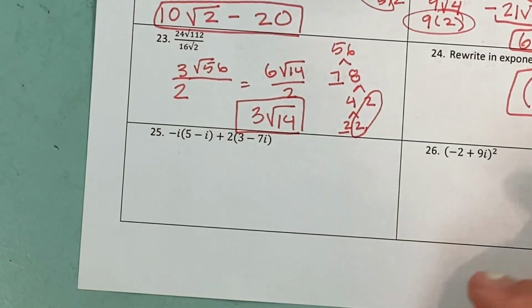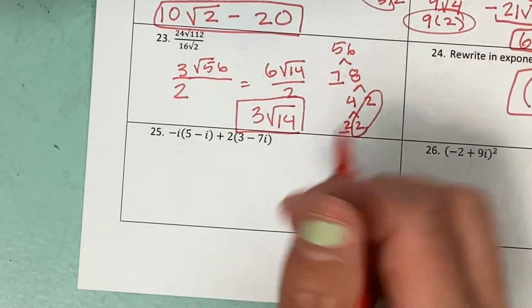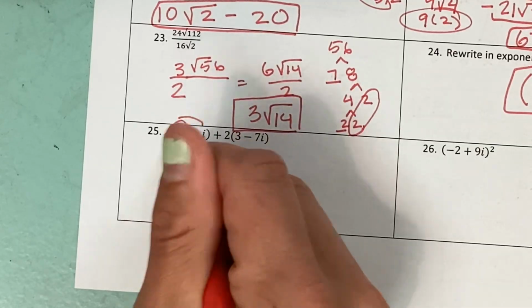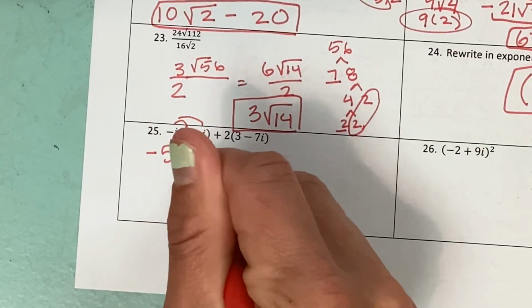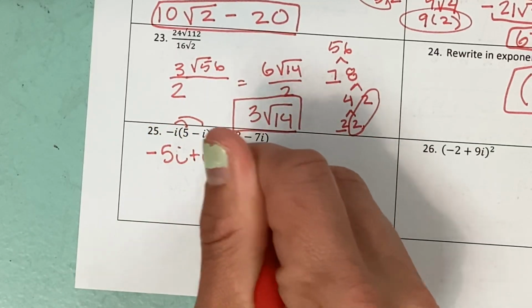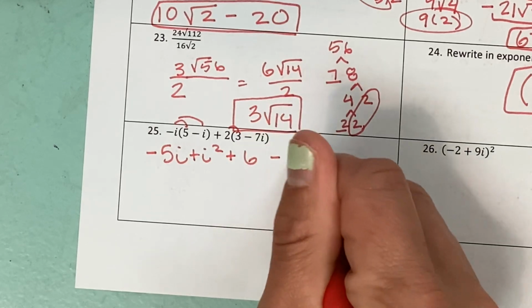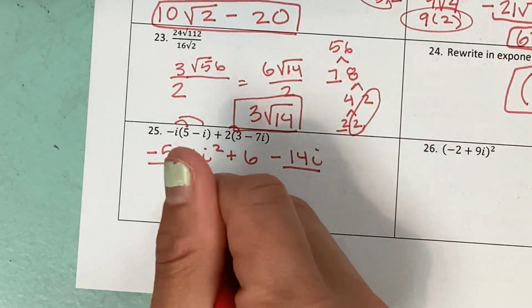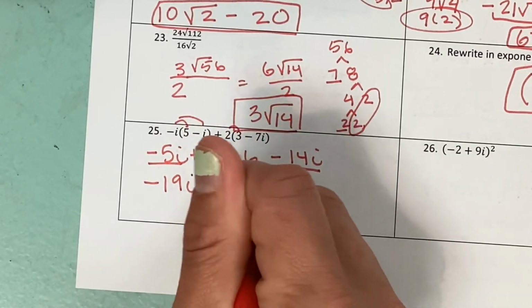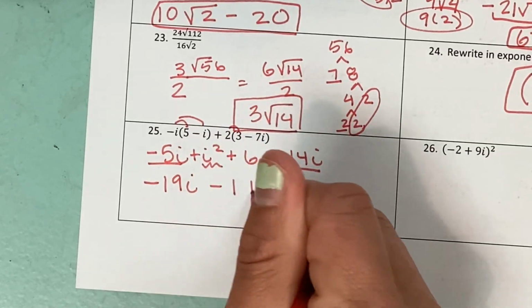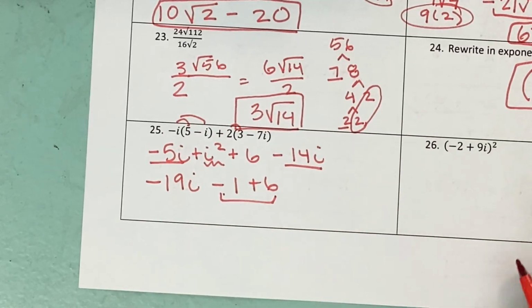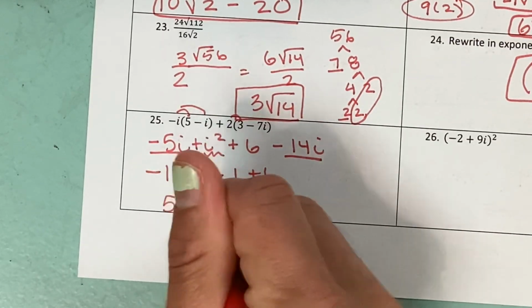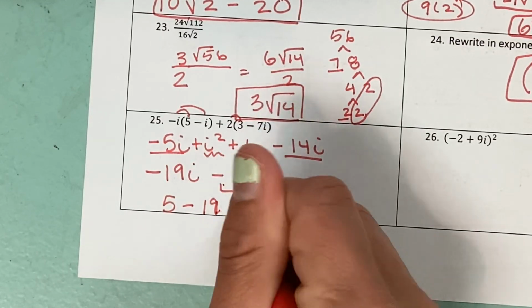Okay, now we got the i's. So I'm going to distribute this i. So I have negative 5i plus i squared plus distribute the 2, 6 minus 14i. So I'm going to combine up my i's, and that's going to give me negative 19i. i squared is the same thing as negative 1, which I can now add up with the 6. And so I get 5 minus 19i.